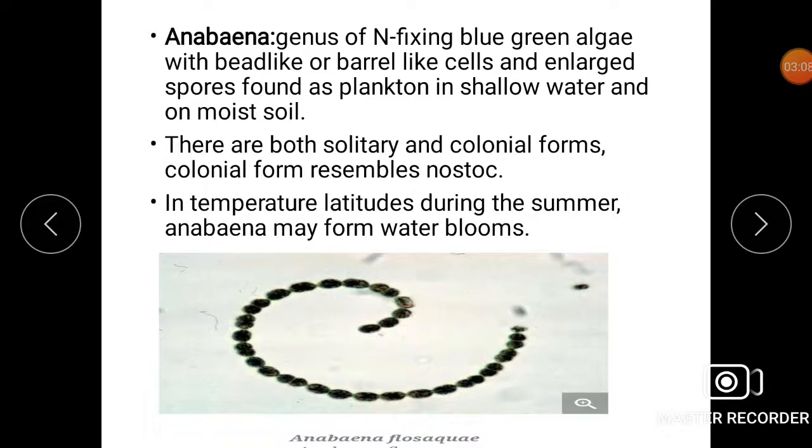And Anabaena is the genus of nitrogen fixing blue-green algae with bead-like or barrel-like cells and enlarged spores, found as plankton in shallow water and on moist soil. There are both solitary and colonial forms. Colonial form resembles the nostoc family. In the temperate latitudes during the summer, Anabaena may form water blooms.